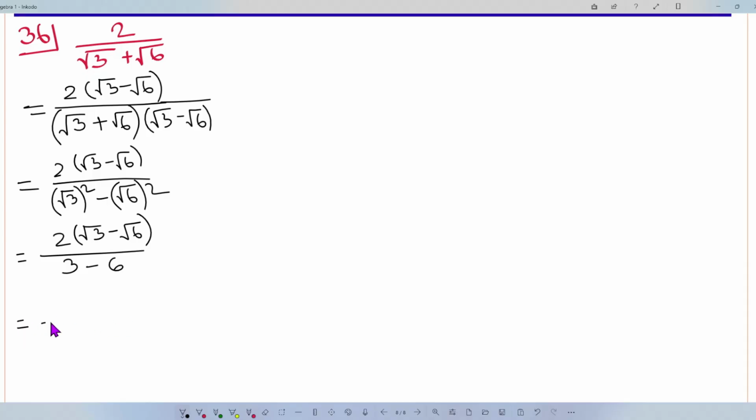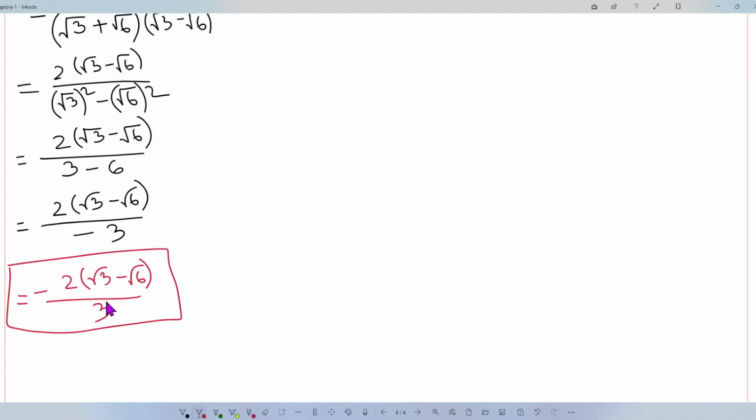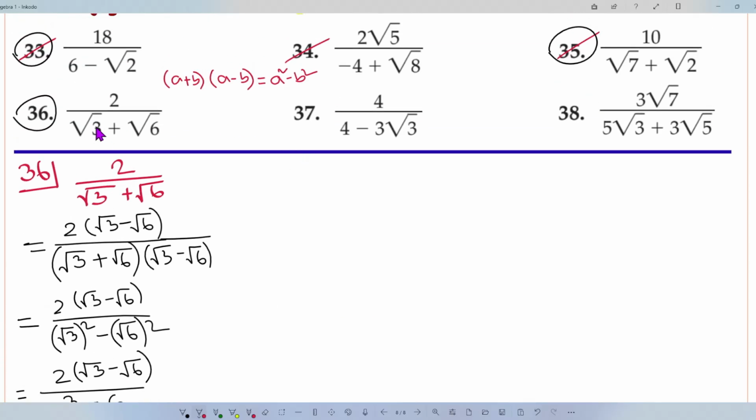Now look, here is 2 root 3 minus root 6 divided by 3 minus 6, which is minus 3, so our answer is minus 2 root 3 minus root 6 by 3. Okay, this is our answer. So number 36 done. Now number 37.